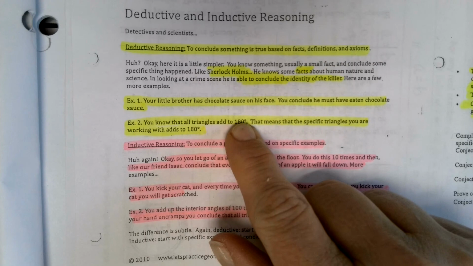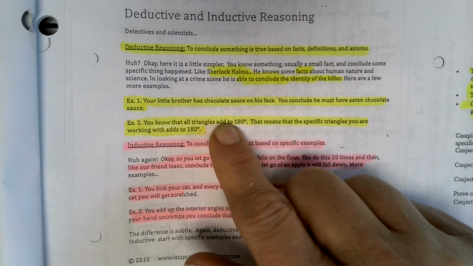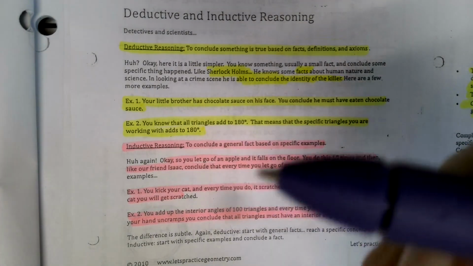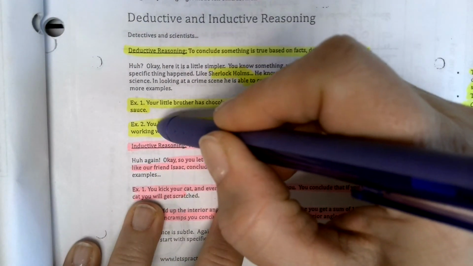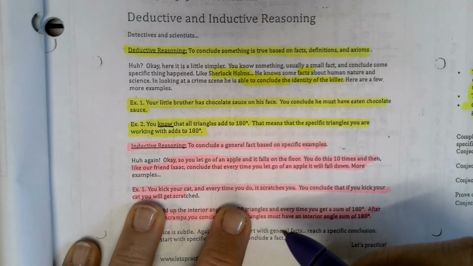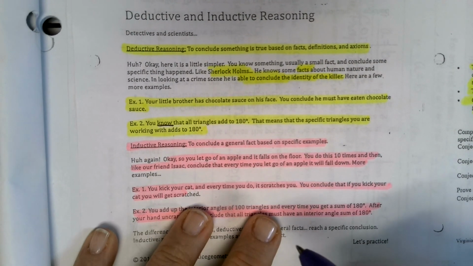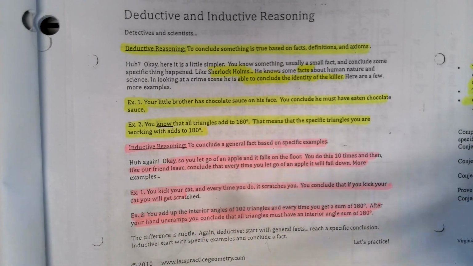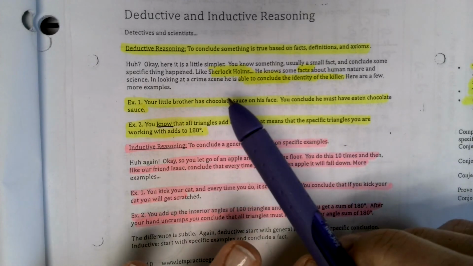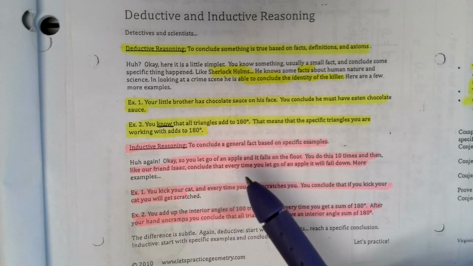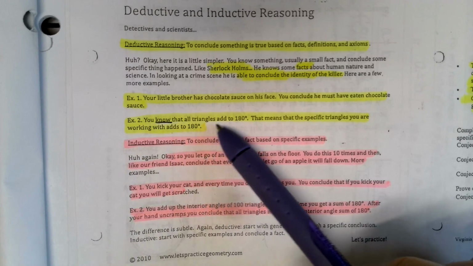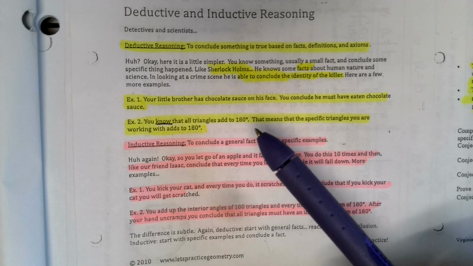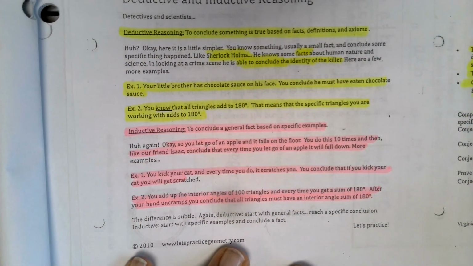You know that all triangles add to 180 degrees, talking about the angles. So one of the key words that we're going to look at to determine if it's deductive is this word right here: you know, or you're told, or you see. Even though seeing is an observation, when it's something that you see only once, it's a fact that you saw chocolate sauce on his face. So you know that all triangles add to 180. That means the triangle you are looking at adds to 180 as well. We'll get more practice with those.